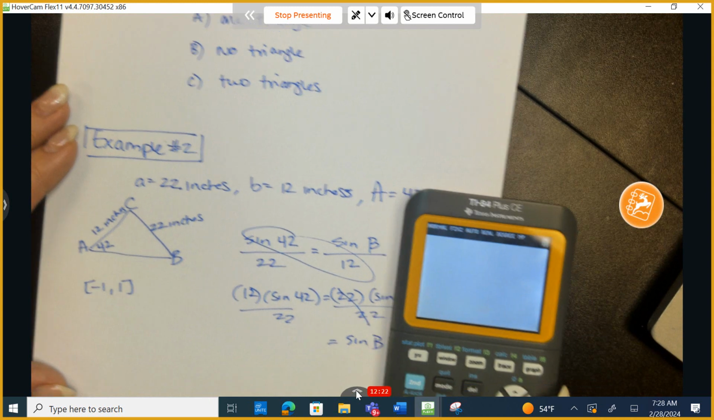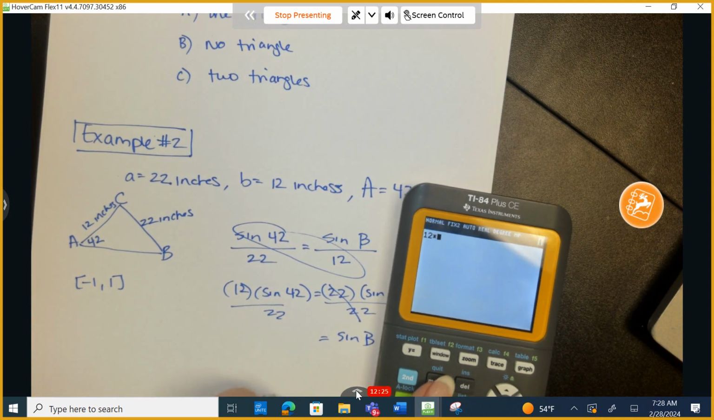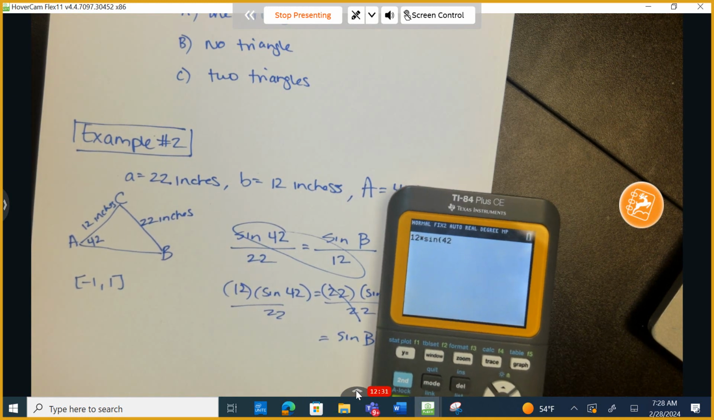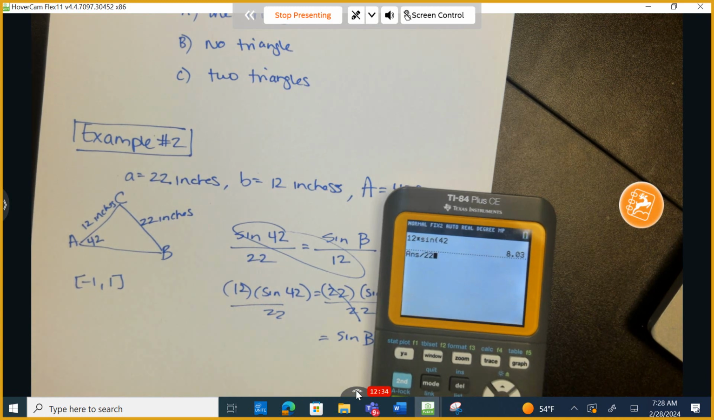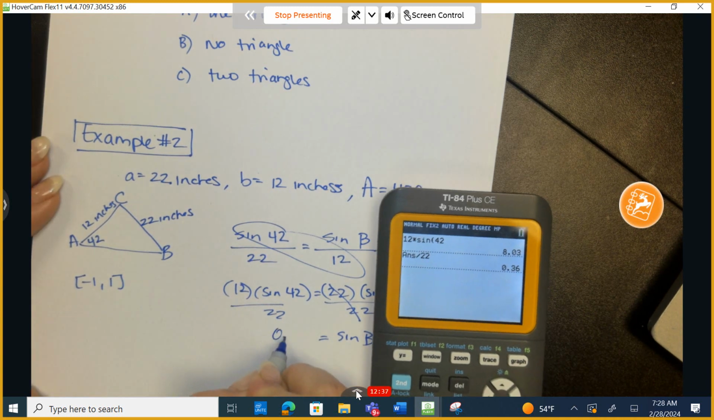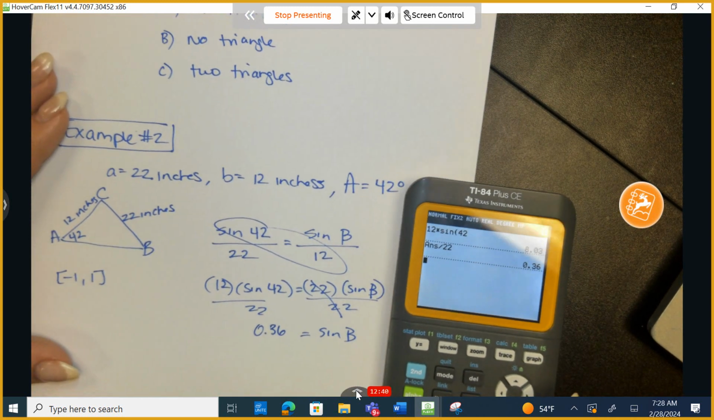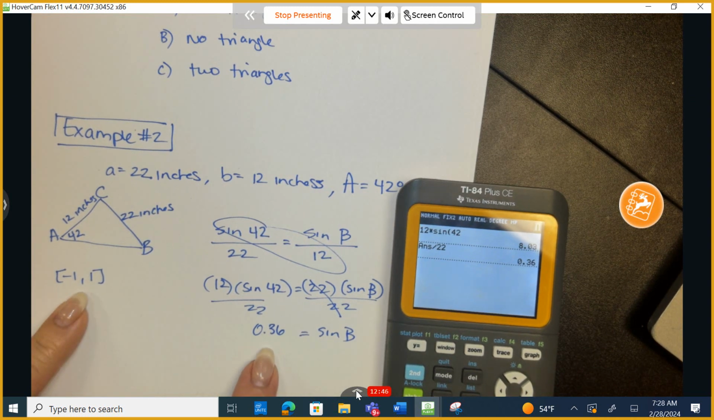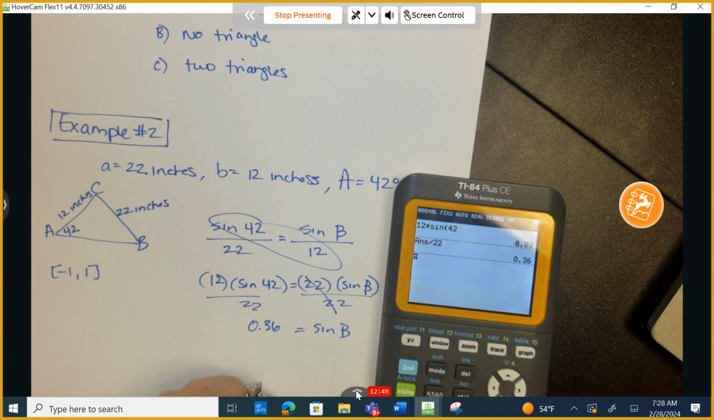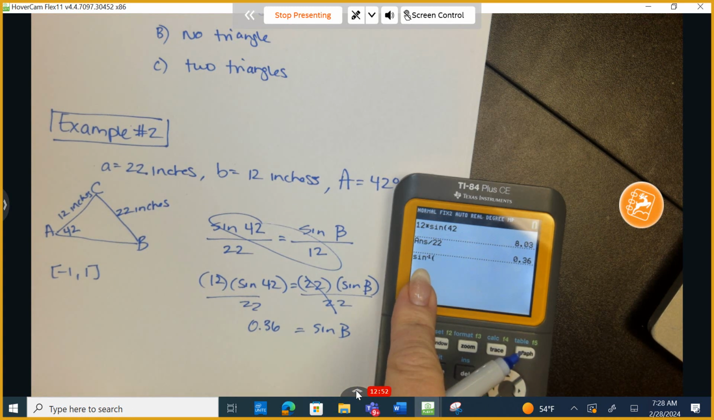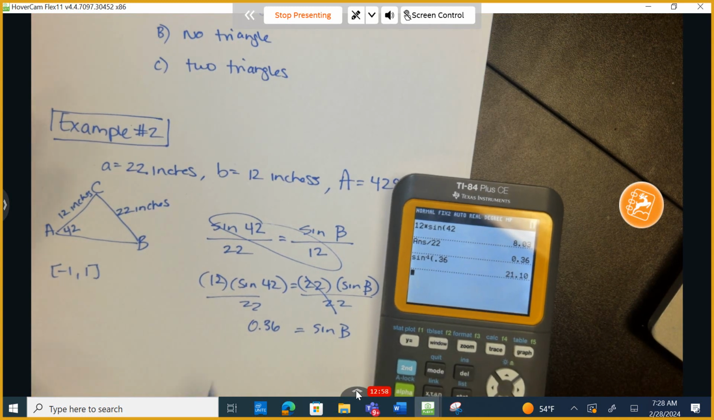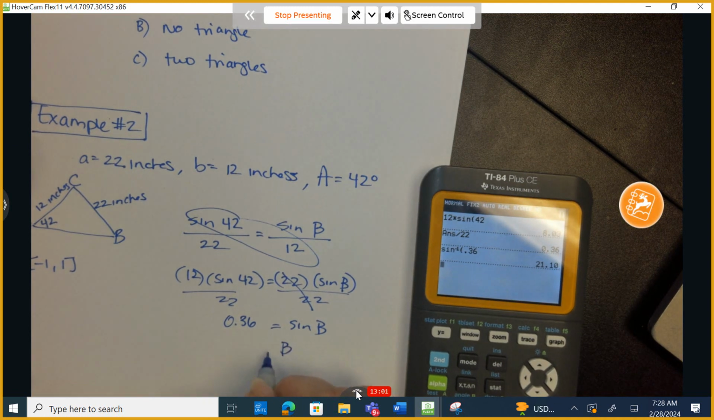So let's do the same with me, please. Let's take 12 times, by the way, let's always make sure that I am in degrees. I still am. 12 times the sine of 42. And I come up with this value, and let's divide then by 22. And this is what I have. So I have 0.36 equals the sine of B. Okay, this is within this range. That's wonderful. So now I'm going to do second sine, because this allows us to find the angle. It's like the arc sine. I'm typing in this previous amount of 0.36, and I come up with angle B equal to 21.10 degrees. I'm going to press pause.